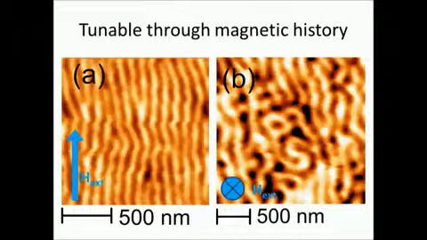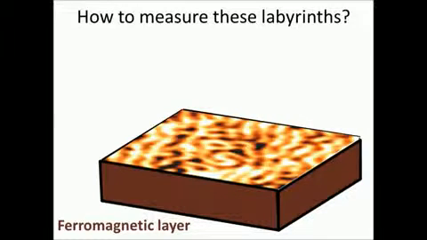An interesting feature of magnetic domains in perpendicular magnetic anisotropy materials is that their geometry can be easily tuned. By adjusting the magnetic history, you can switch from ordered parallel stripe configuration to disordered labyrinths. The question is now how to measure percolation effects across this disordered labyrinth structure.